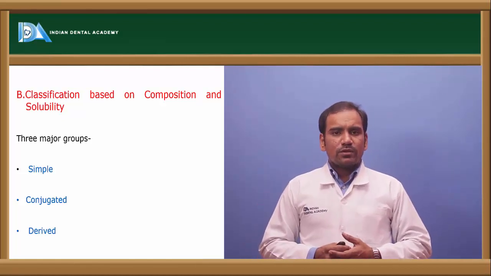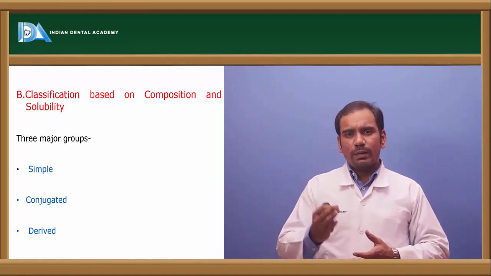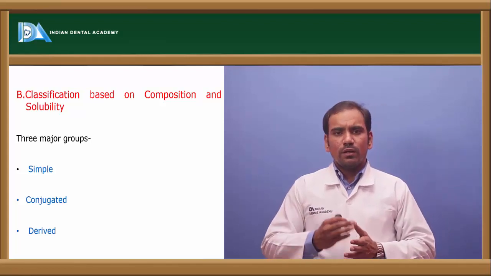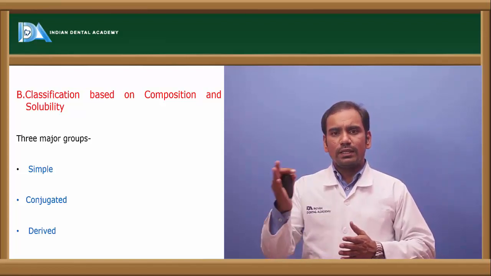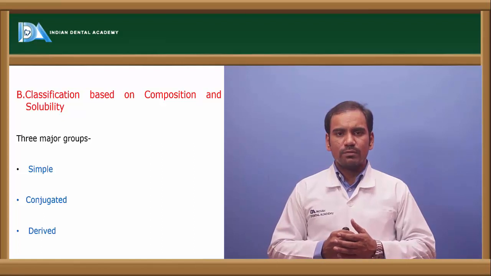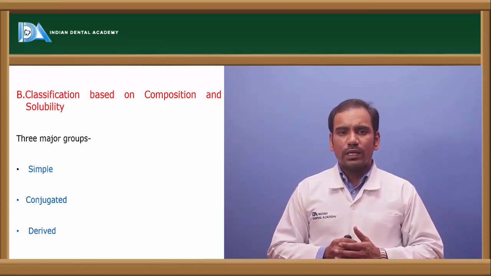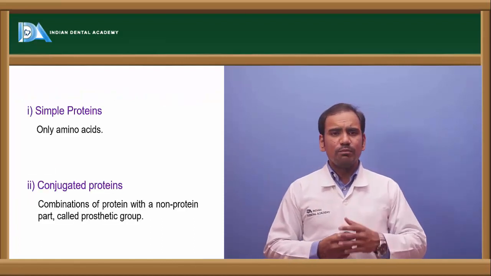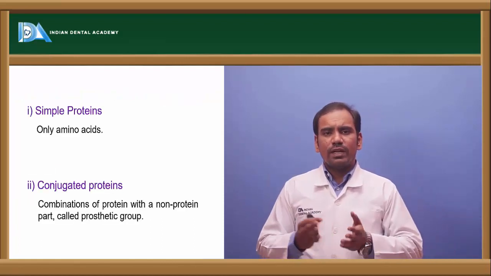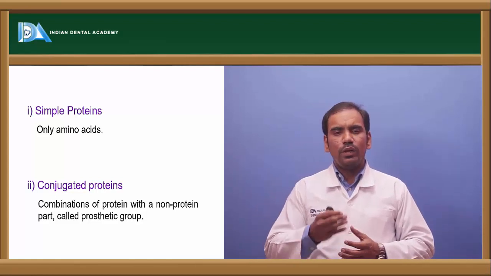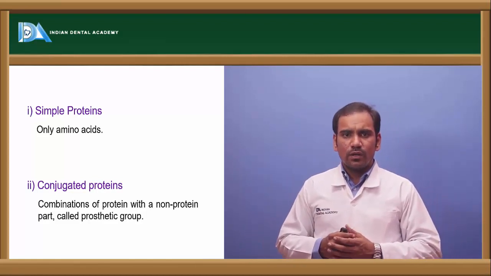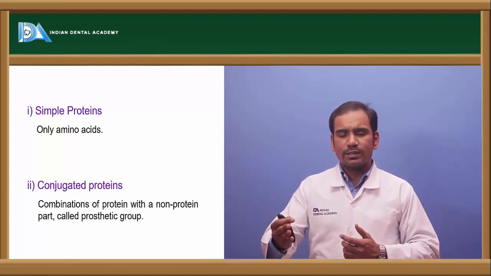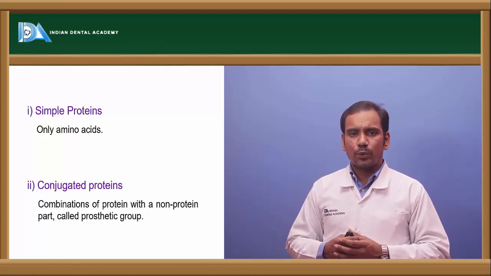Right? Coming to another classification of proteins based on their composition and solubility, right? So based on this, we can classify proteins into three types: simple proteins, conjugated proteins and derived proteins. So this is based on their composition and solubility. Right, coming to simple proteins. What are simple proteins? So they are very simple because they have only amino acids in their structure. So proteins which have only amino acids are called as simple proteins.